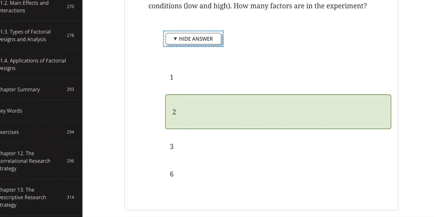So hopefully that helps give you an idea of what this whole factorial design thing is. And next, we're going to flesh all this out a little bit more so that you guys can hopefully have a better grasp of factorial designs.